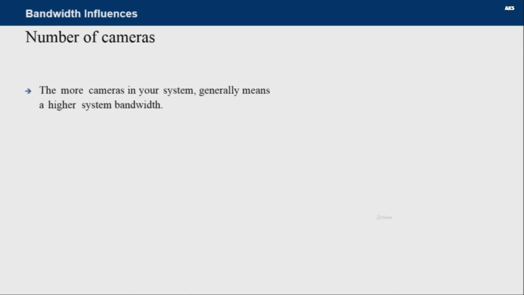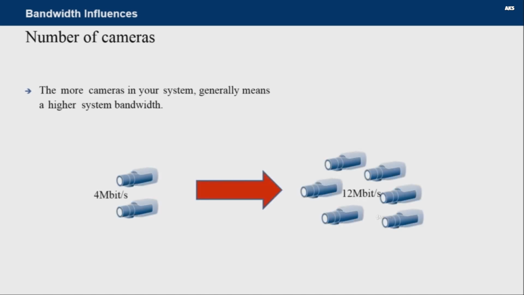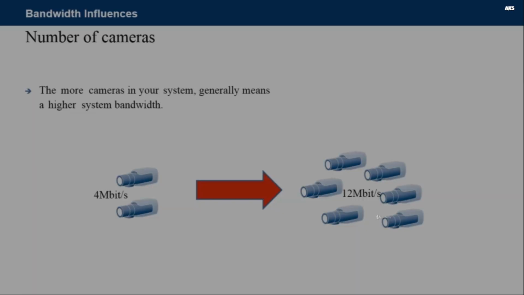The number of cameras also has an impact on the bandwidth of the system. The more cameras on your system generally means a higher system bandwidth. For example here, if we have two cameras, we will have 4 megabits per second as a bandwidth, but if we have 6 cameras, we will have 12 megabits per second.